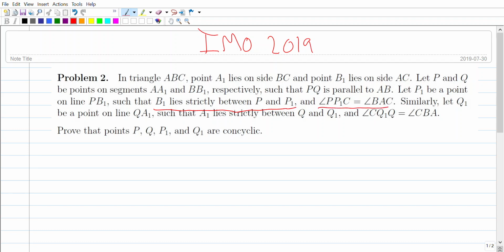Now we let P1 be a point on line PB1, such that B1 lies strictly between P and P1, and angle PP1C equals angle BAC. Similarly, Q1 is on line QA1, with similar conditions for this point, and the goal is to prove that points P, Q, P1 and Q1 are concyclic, which means they lie on the same circle.